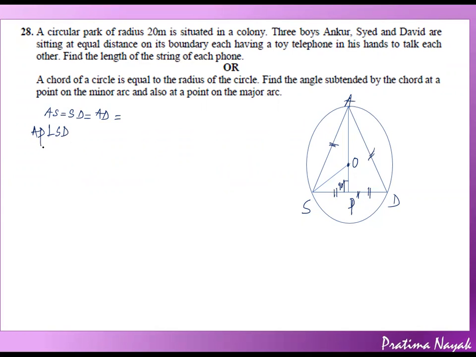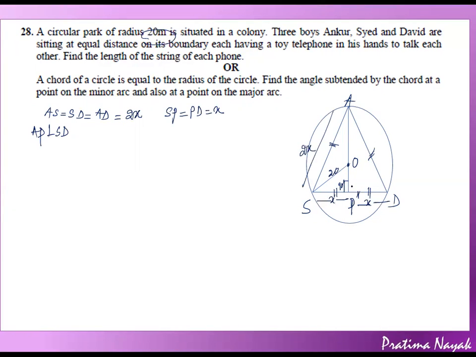I am drawing a perpendicular AP to SD. So this SP I am taking as x. PD is x. Then what will be SD? SD will be twice x, so I am writing this as 2x. Here SP is equal to PD is equal to x. And it is mentioned that the radius is 20. Where is 20? OS is equal to 20.